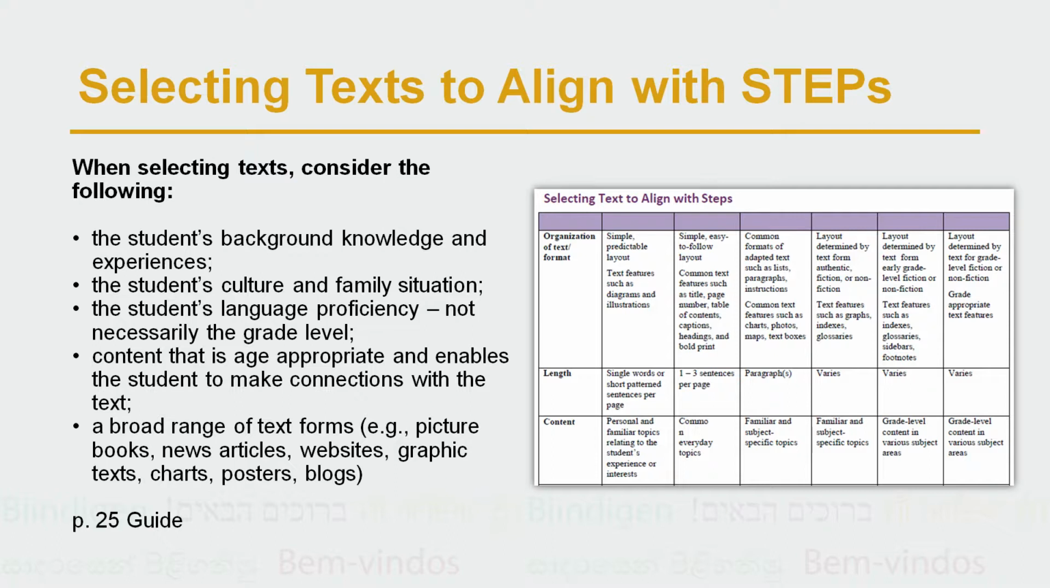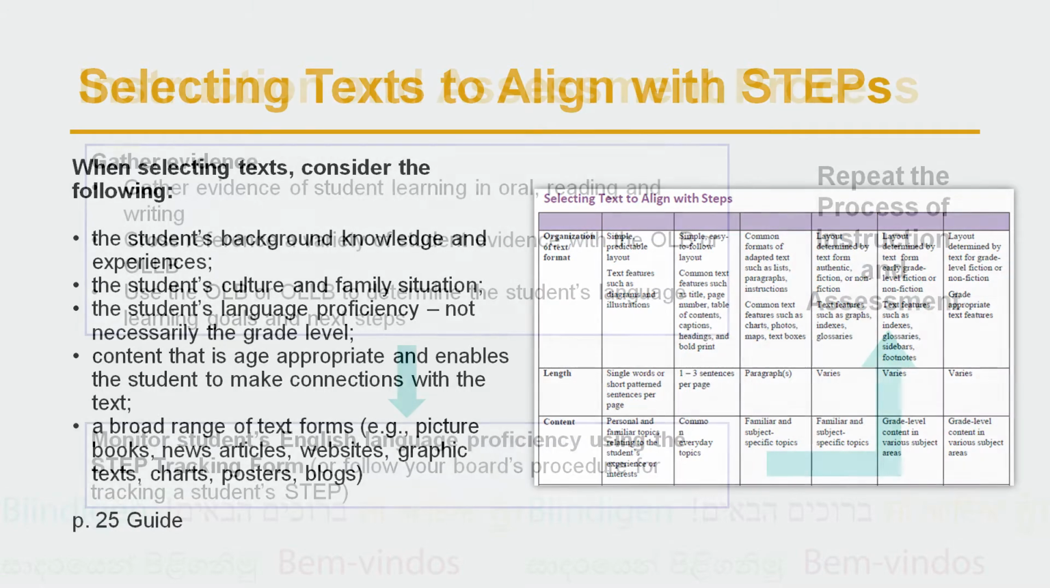Special consideration needs to be given to text selection for students in the ELD program. These students are new to both literacy and learning a new language. When choosing texts, it is important to ensure that they relate to the student's background knowledge and experiences, the student's culture and family situation, the student's language proficiency, not necessarily the grade level, the student's first language literacy, content that is age appropriate and enables the student to make connections with the text, and a broad range of text forms, such as picture books, news articles, websites, graphic text, charts, posters, and blogs.